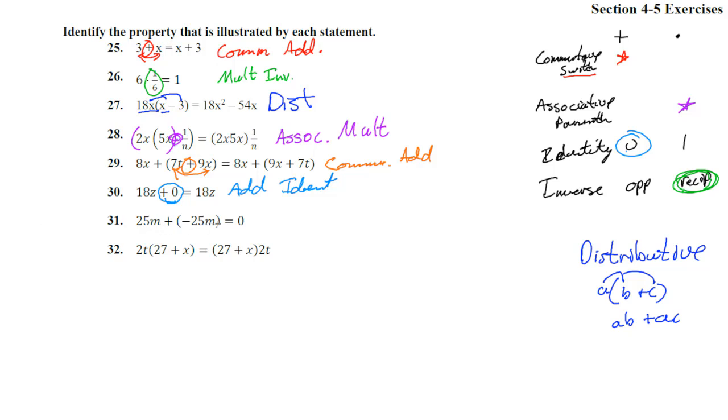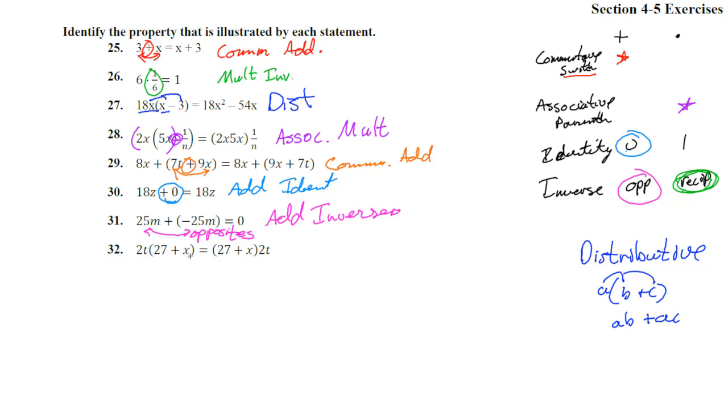25m plus negative 25m. Notice that these guys right here, they are opposites. We are adding them and they go away and cancel. That is where we have that guy right there. So this is the additive inverses. Now notice how that's different. Here, 18z plus 0, we didn't change it at all. This one, we actually undid or inversed that 25m and added it, and it canceled out completely. All right, the next one.